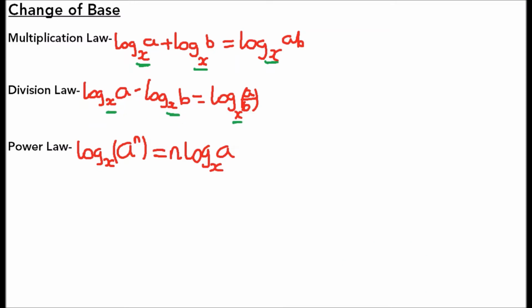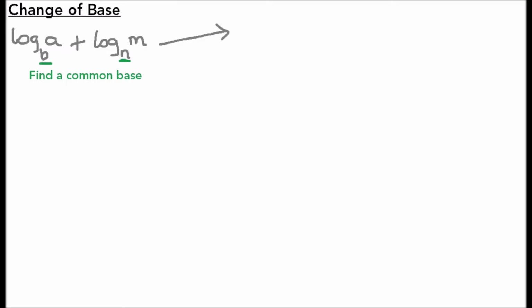Now, there are some cases where the bases aren't the same. For example, log a to base b plus log m to base n. In order to solve this equation, we're going to have to find a common base. And to do this, we're going to change the bases. For example, let's take log a to base b and set this as k.